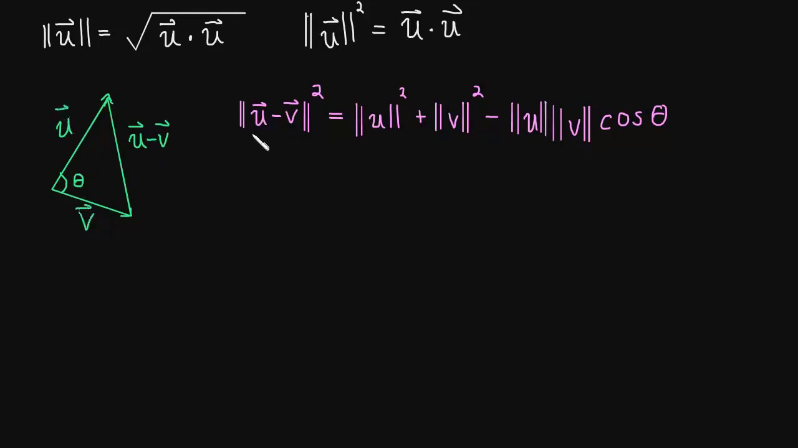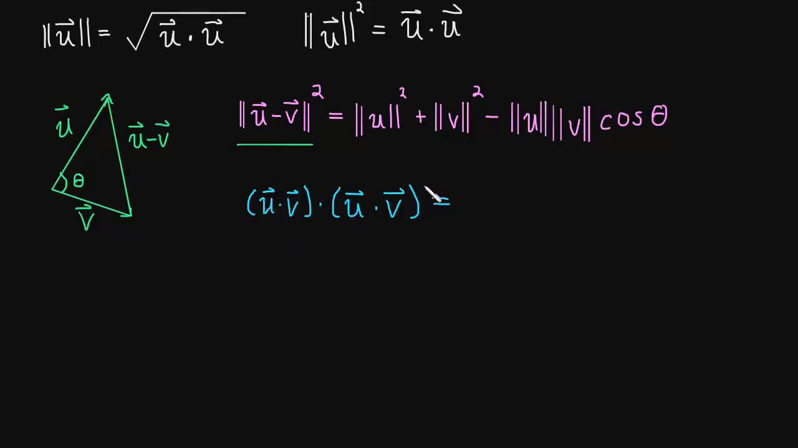So what we're going to do now is examine this side. Let's pull that side out and look at it separately. So we have the length of u minus v squared. Well, that's just u minus v dotted with u minus v. So let's do that. u minus v dotted with itself. And now there are some properties of dot products that I haven't told you about that are going to become useful here, like commutativity, but we'll see that in action.